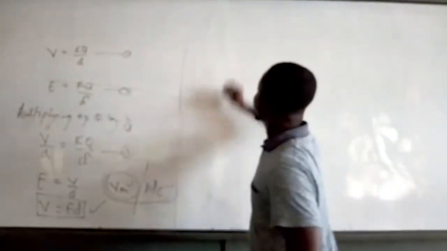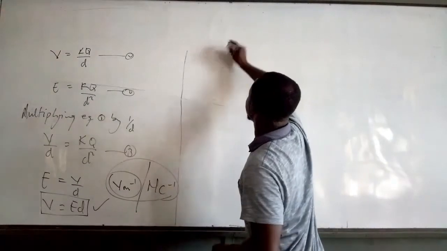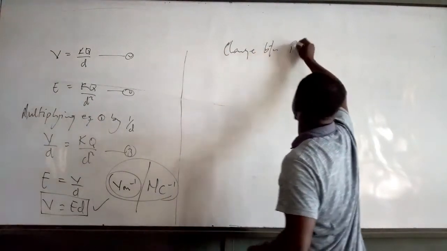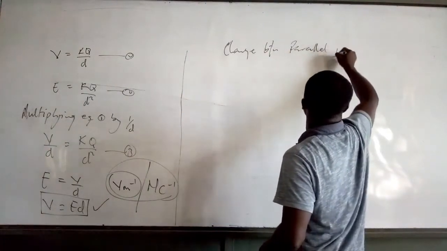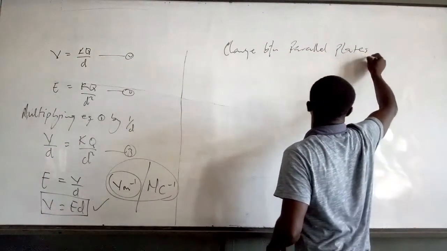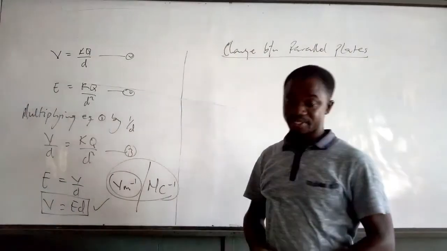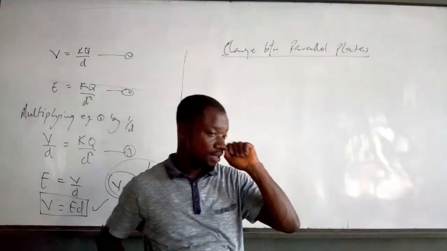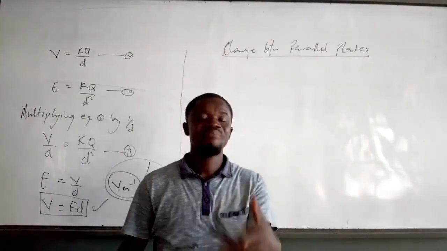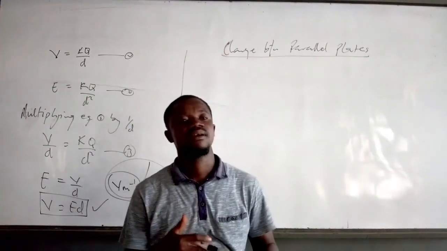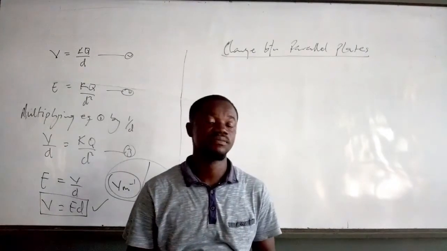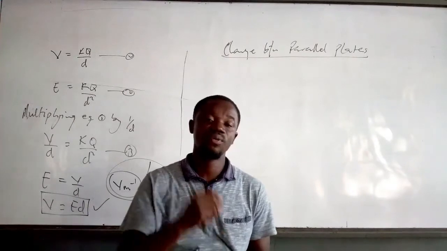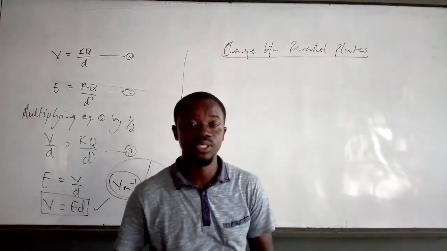So let's look at charge between parallel plates. Charge between parallel plates. Let me state that it is based on this principle that Millikan was able to do his charge quantization principle. Exactly. He was able to calculate the quantity of charge using this principle that I'm going to do.